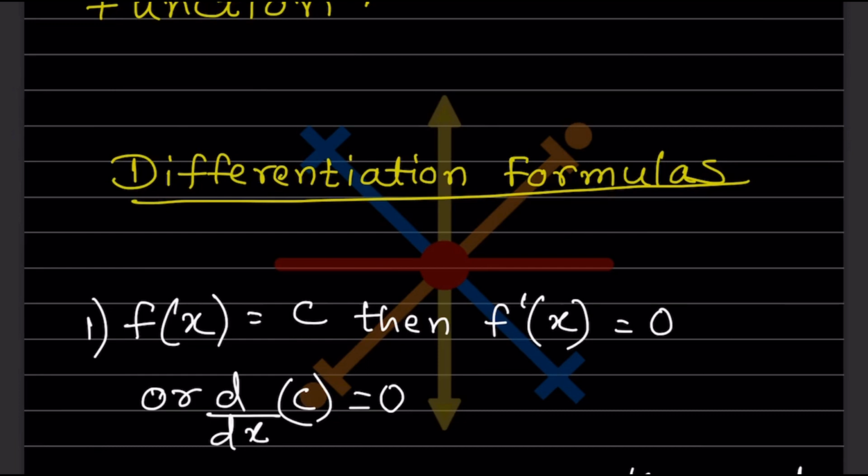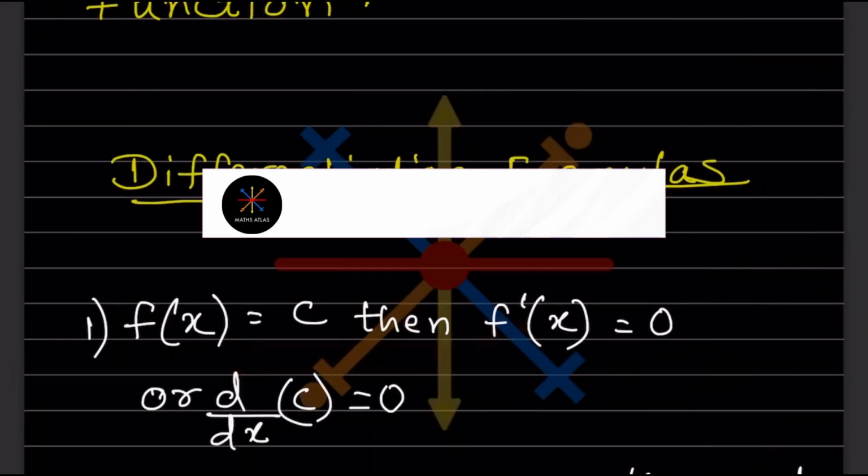So the first one is, we can say f of x is c, where c is a constant. So f dash x will be 0. Or we can also write this as d by dx of c is 0. So this is nothing but d by dx.